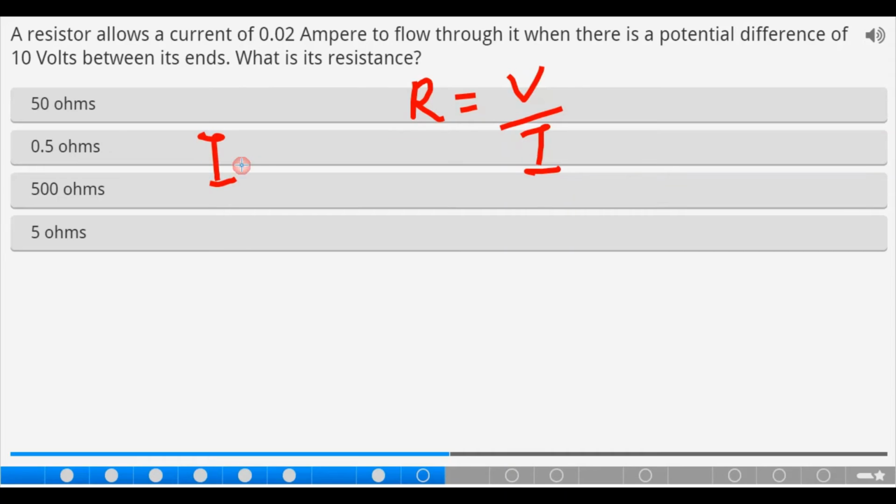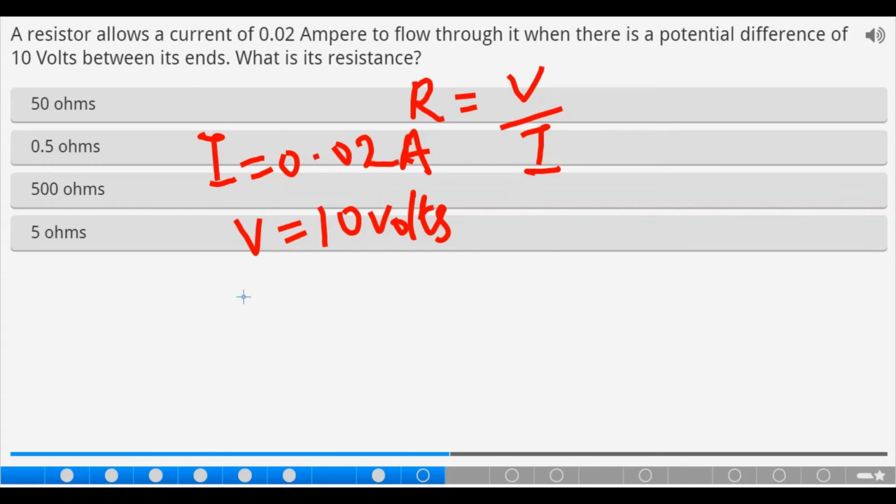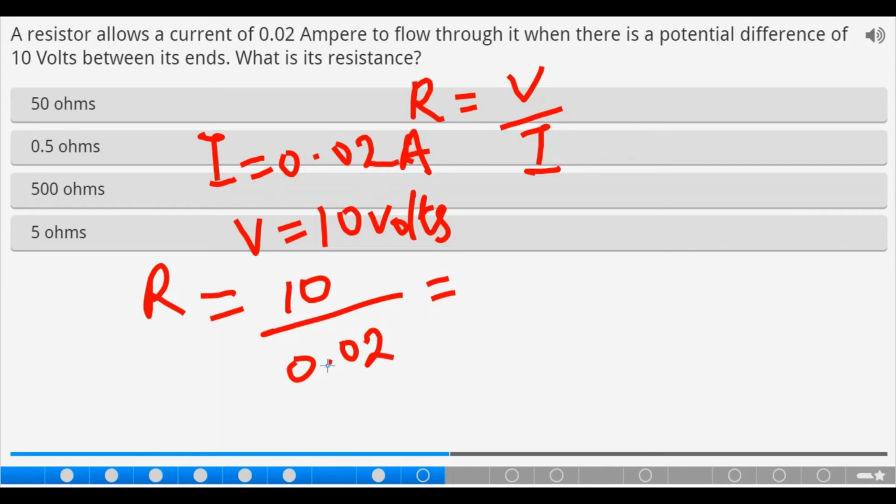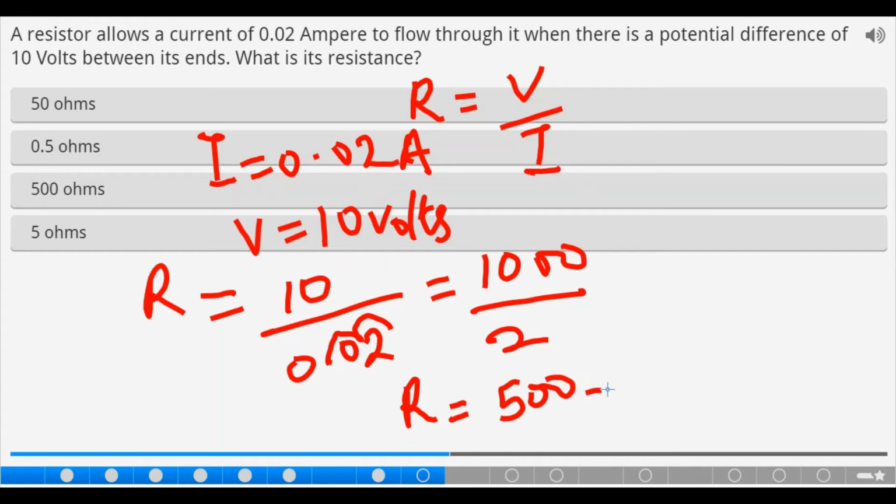Our I is 0.02 ampere, while V is what? 10 volts. With that, R becomes 10 divided by 0.02. Then we shift the decimal point here for the denominator, 1, 2. That means I can have this, and this. By the time I shift 2 decimal points, I will have 2 0 with the numerator. Then I have over 2. Then R becomes what? 500 ohms. Is it part of the option? So let's pick it down and see.